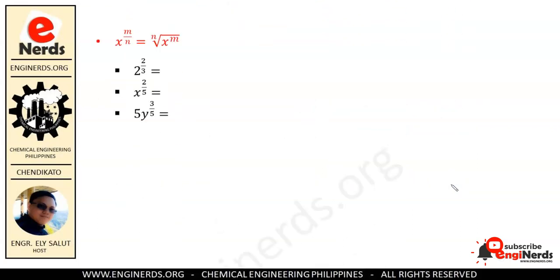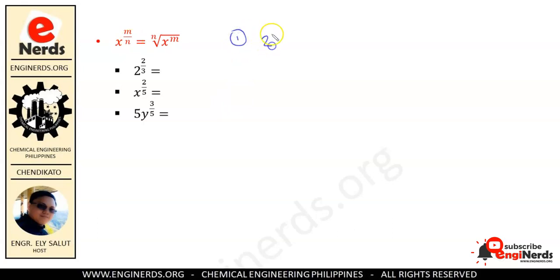Now, this one involves roots, no? So, if you don't know this yet, you will understand better once we go to the topic of roots. Okay? But for now, we will try to give you an example. So, as you can see, our exponent here is a fraction. Okay? Now, what will happen is the numerator of our fraction will be the exponent of what is inside the root. Okay? Then, the index of our root will be the denominator of our exponent. Okay? So, let's have an example.